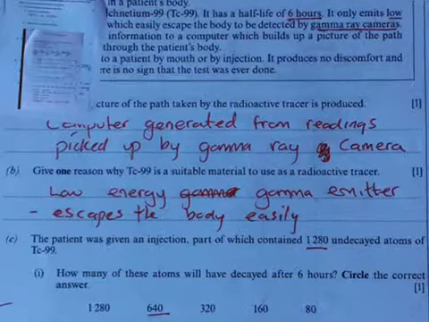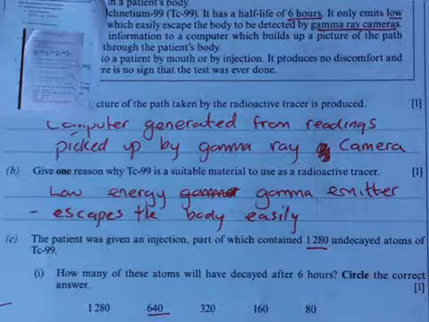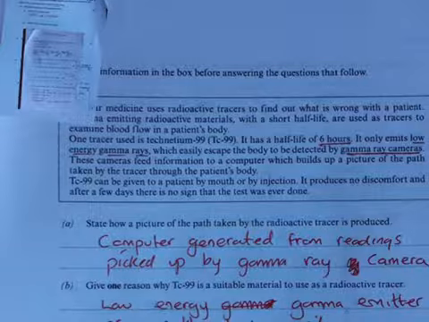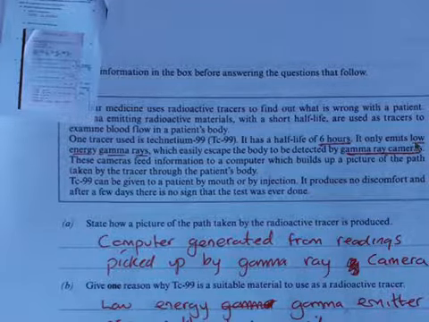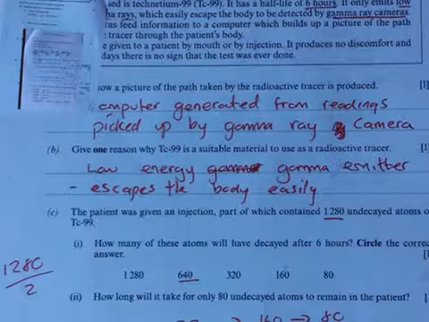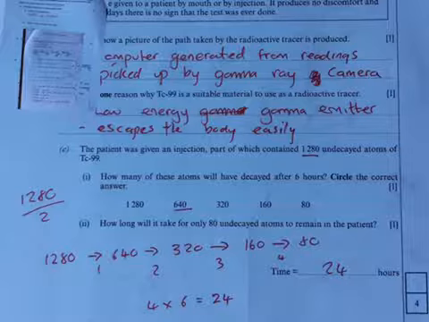And then give one reason why technetium-99 is a suitable material to use as a radioactive tracer. I said it's a low energy gamma emitter and escapes the body easily. That's information I knew anyway, but if you didn't, it's got a short half-life, low energy gamma rays, okay? Escapes the body easily. So it's all there. 2 marks, just for reading. How lush. Then, the calculations.